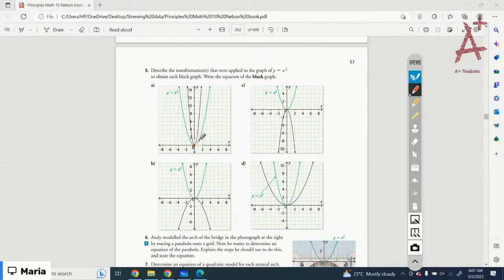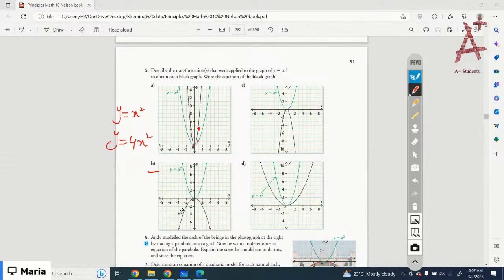This one is the point 1, 1 and it is transformed to 1 and 4. Got it? The point (1, 1) is transformed to (1, 4). That means the original graph is y equals x square, and if you look at this point, the graph is transformed to y equals 4x square. So the transformed graph is y equals 4x square. Got it?